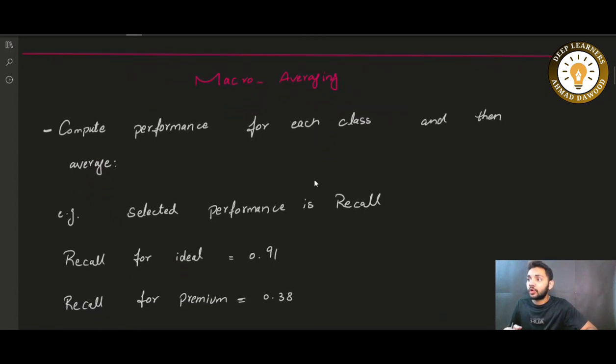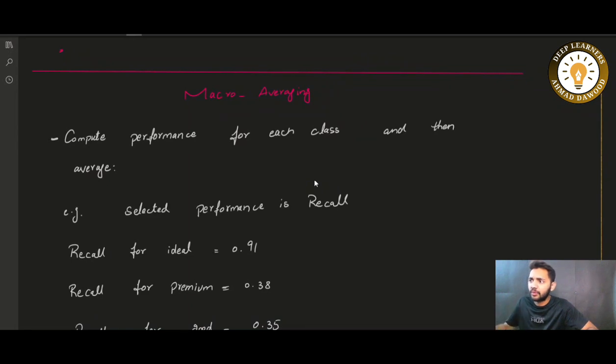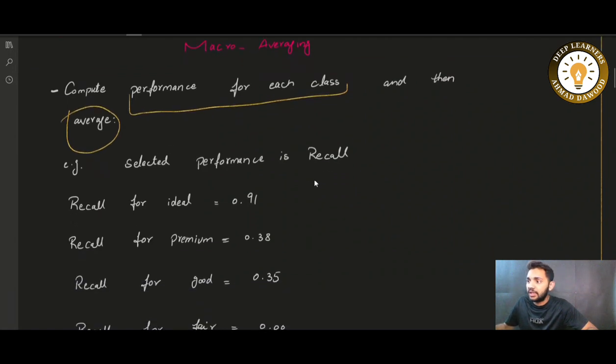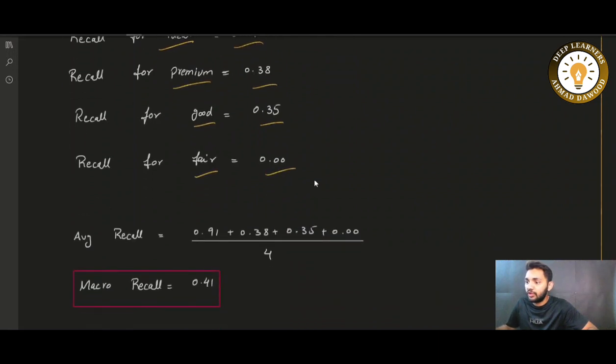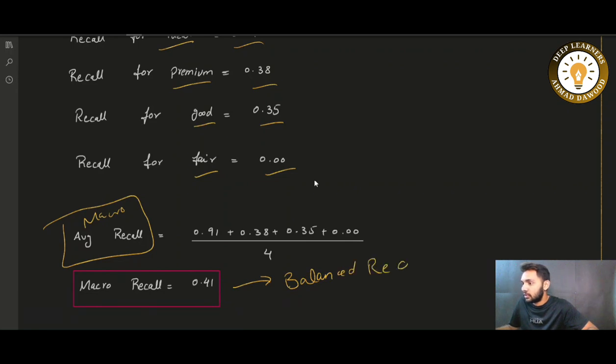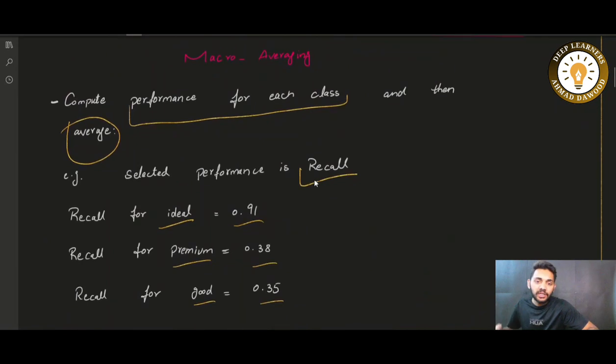Okay. So first of all, macro averaging. Simple. Compute performance for each class. Let's say you have selected recall as the performance measure. So compute performance for each class, then take an average. It's quite simple. Calculate recall for each class, ideal, premium, good, fair, and then sum all the values and divide by the number of classes, which is 4. So this will be your macro average recall, or sometimes you can also say balanced recall. People also sometimes use the name balanced accuracy for balanced recall. So in that way you can calculate the macro average.